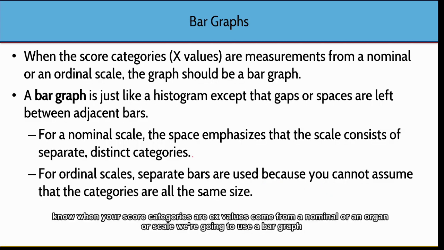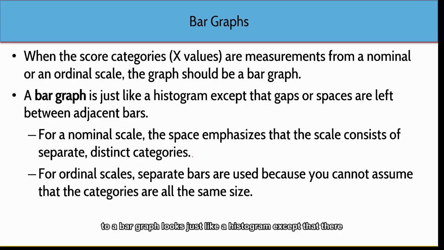Now, when your score categories or X values come from a nominal or an ordinal scale, we're going to use a bar graph. A bar graph looks just like a histogram, except that the bars don't stick together. There's a big gap or space between those bars. For a nominal scale, that space emphasizes to your reader that your scale has separate, distinct categories.